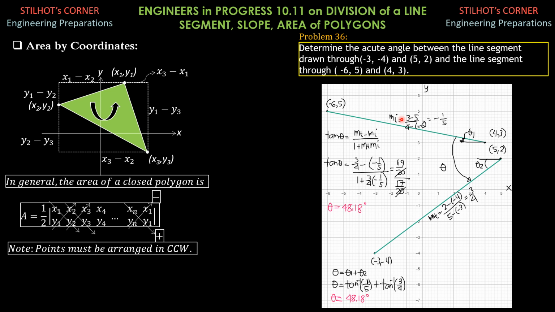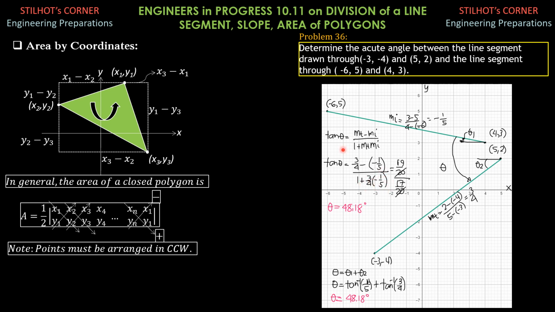The slope of the initial line is 3 minus 5 over 4 minus -6. So that would be -2 over 10 or -1/5. So that's the slope of the initial line. For the terminal line, it is 2 minus -4 all over 5 minus -3. So that would be 6 over 8 or 3/4. Substitute into the formula, tangent theta equals slope of terminal line minus slope of initial line all over 1 plus slope of terminal line times slope of initial line. So terminal line, it's 3/4 minus initial line -1/5 all over 1 plus 3/4 times -1/5.